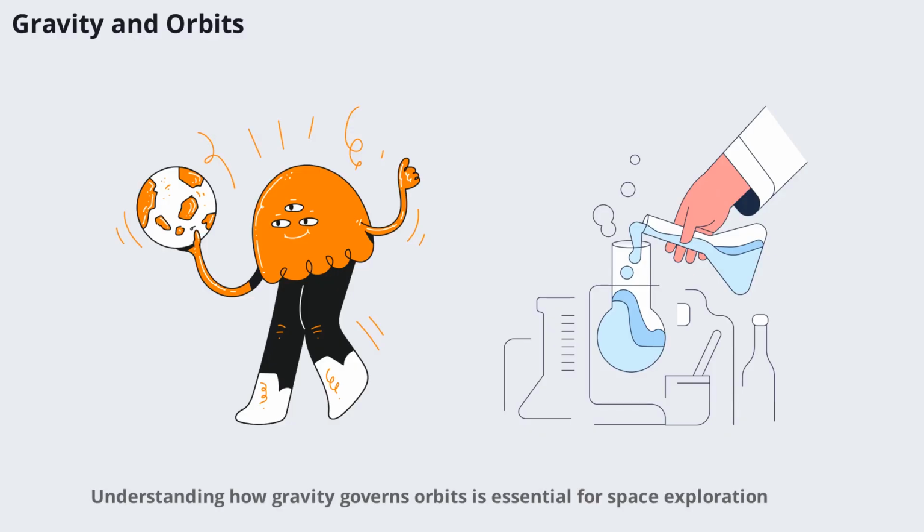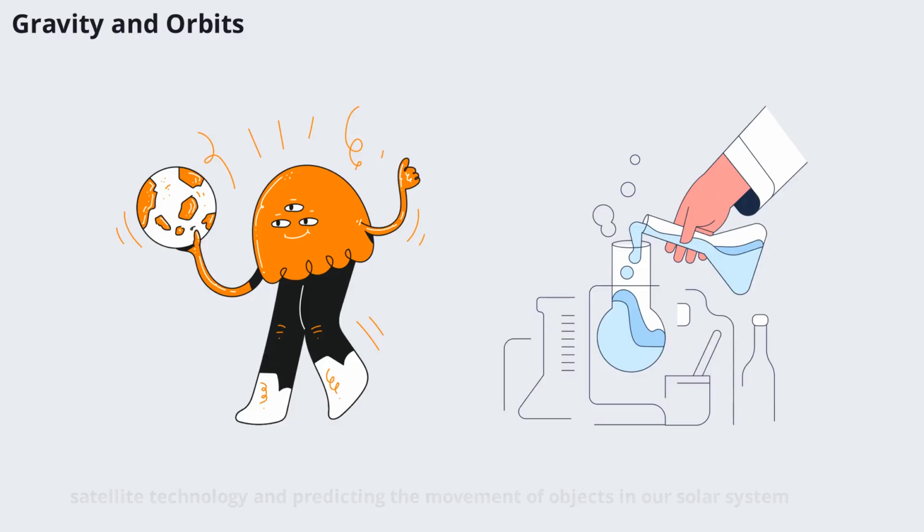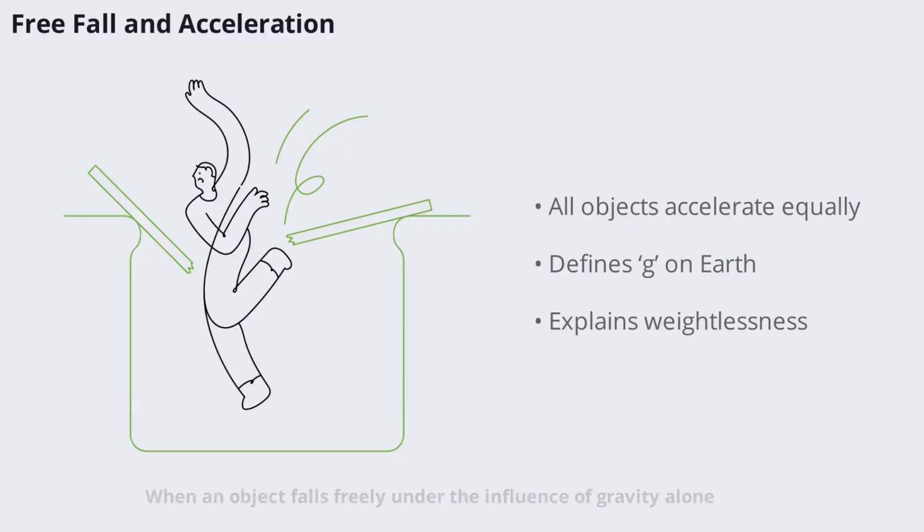Understanding how gravity governs orbits is essential for space exploration, satellite technology, and predicting the movement of objects in our solar system. When an object falls freely under the influence of gravity alone, it's said to be in free fall. During free fall, all objects accelerate toward the Earth at the same rate, regardless of their mass. This acceleration is known as g and is approximately 9.8 meters per second squared on Earth.